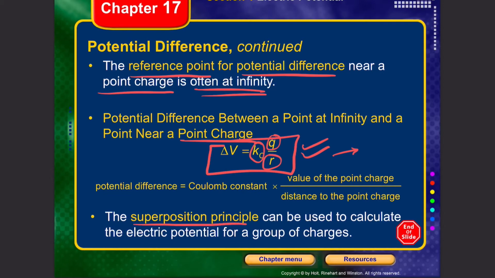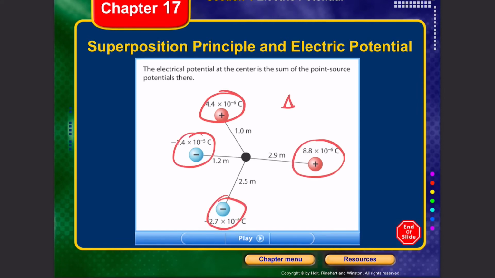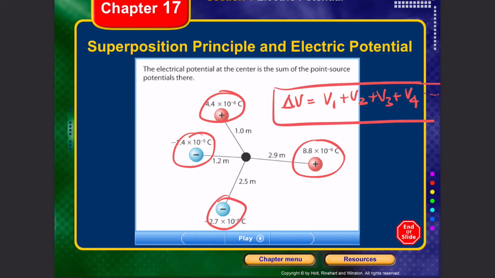We use the superposition principle to calculate the electrical potential when you have a group of charges. How do you use the superposition principle? Use the same principle again. Calculate each value and sum up all the values. So delta V here becomes equal to V1 plus V2 plus V3 plus V4 and so on. Depending on the number of charges, we will just add them up, and the sum of all the point potentials becomes the total potential at that particular point.